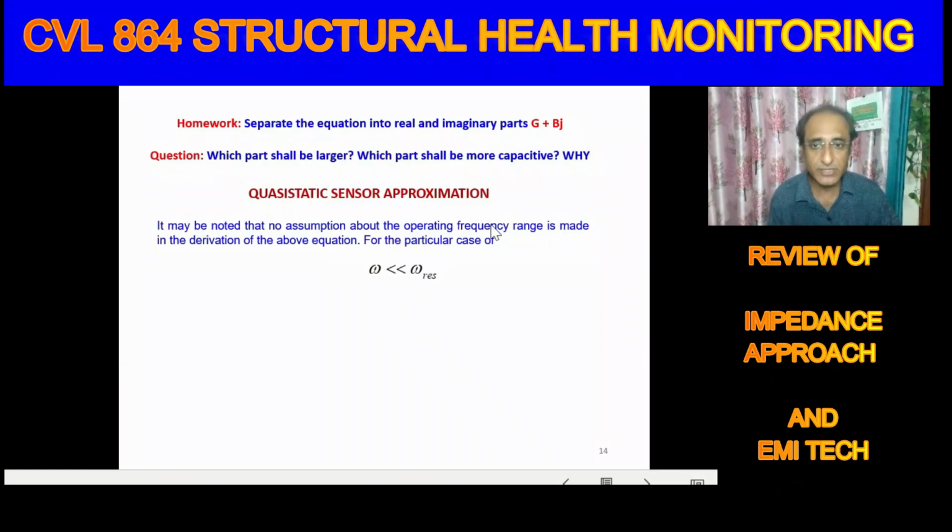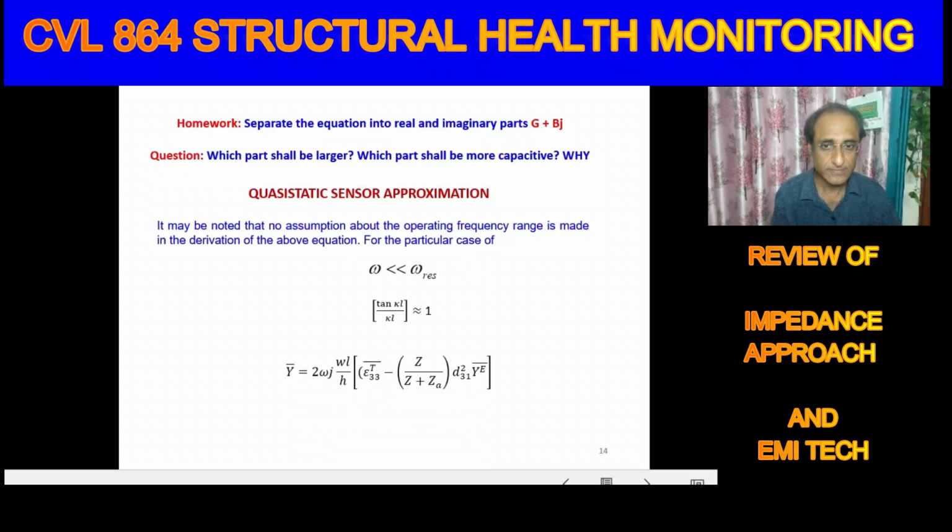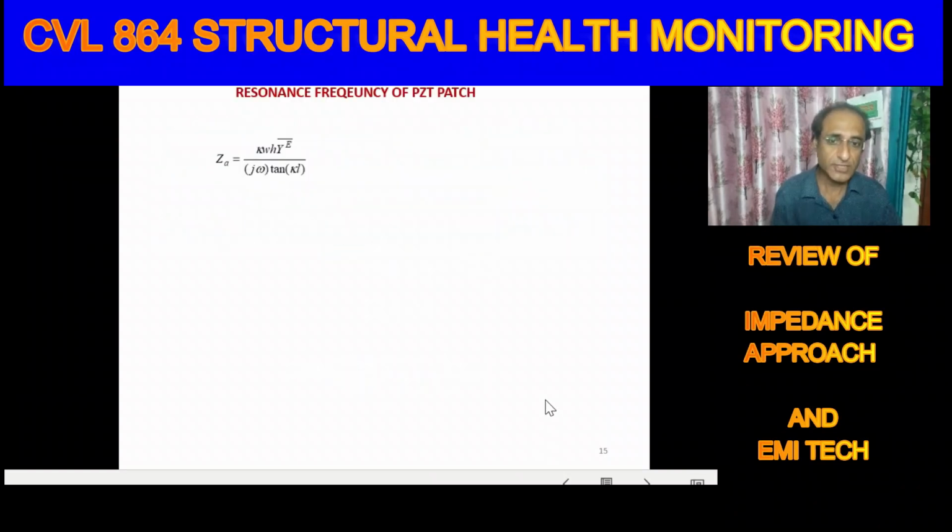Now we are showing something called the quasi-static sensor approximation. This happens if we have very small frequencies, say 1/5 of the resonance frequency, then the term tan kL by kL will be equal to 1. By just taking the limits you can substitute this and we'll have a very simplified expression. This is called the quasi-static sensor approximation. This also has applications. Then we have the expression for the mechanical impedance of the piezo patch. We can use this for obtaining the natural frequency, or resonance frequencies, of the piezo patch also.